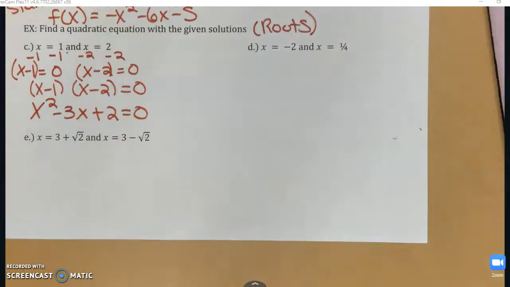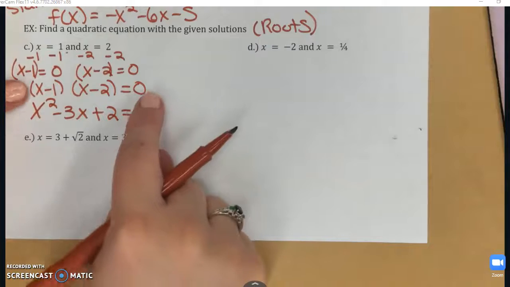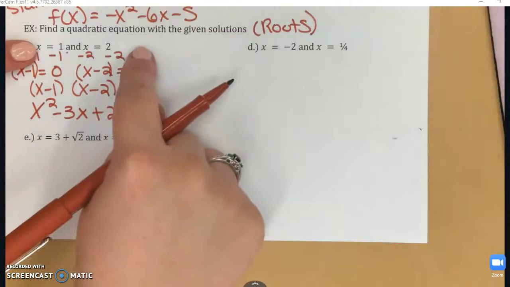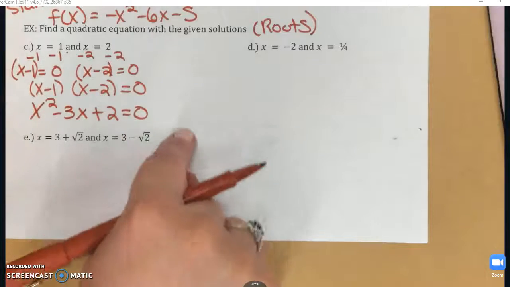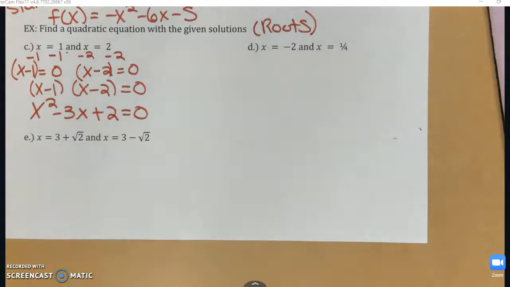So if I had gone my normal route, I would have started with this quadratic, factored, set it equal to 0, got my two solutions. And instead, this time you were given the solutions, and now we just did every step in reverse to get our quadratic here. Okay, let's do the same thing on D.